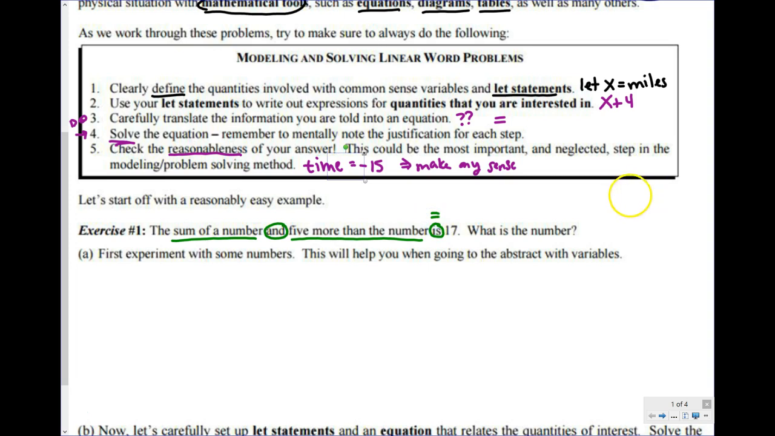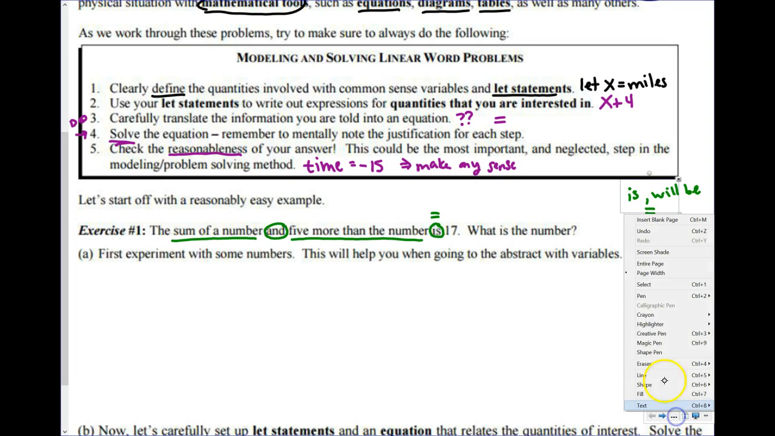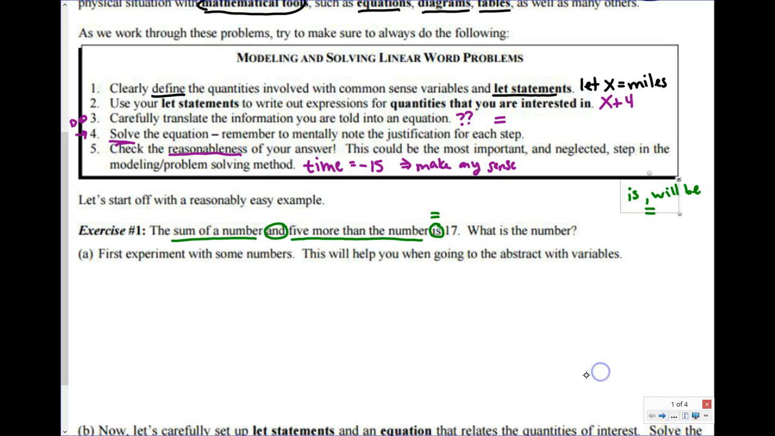Whenever you see words like is, will be, there are other examples on that paper that I passed out to you guys in class. So if you see is and will be, that means equals. Okay? So part A says, first experiment with some numbers. So let's pick some numbers to experiment. Let's test the number 1.